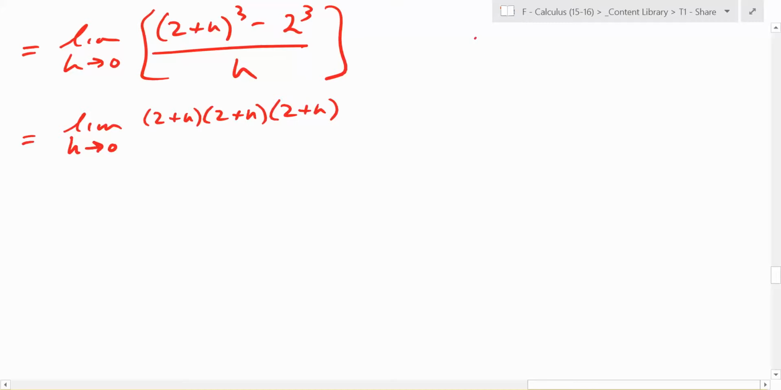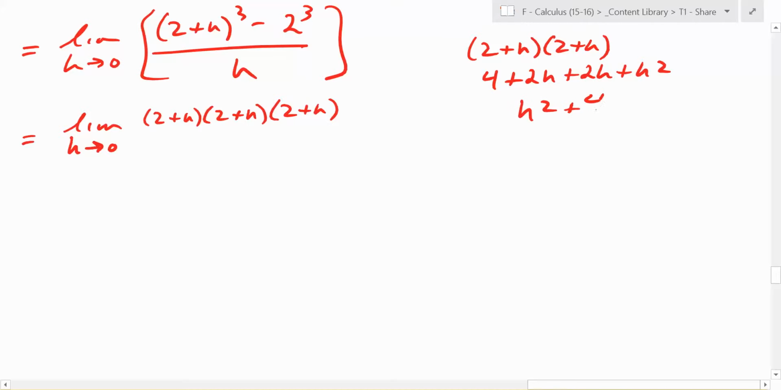So let's do over here, what's 2 plus h times 2 plus h? That's 4 plus 2h plus 2h plus h squared. So that's h squared plus 4h plus 4. So instead of this right here, we can write out h squared plus 4h plus 4, like that, over h. Now you have to keep multiplying this out.